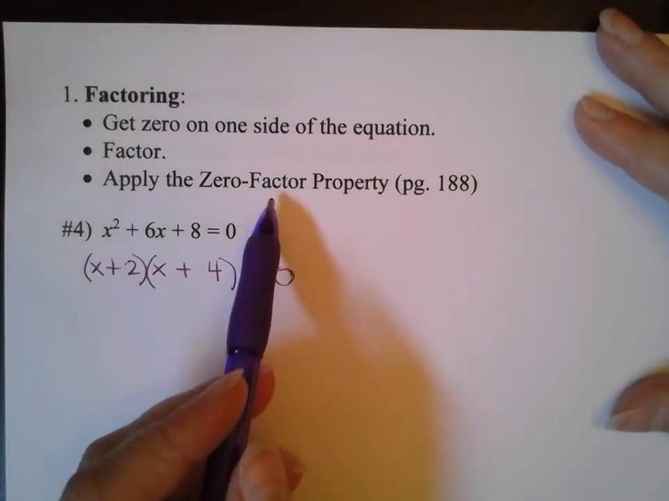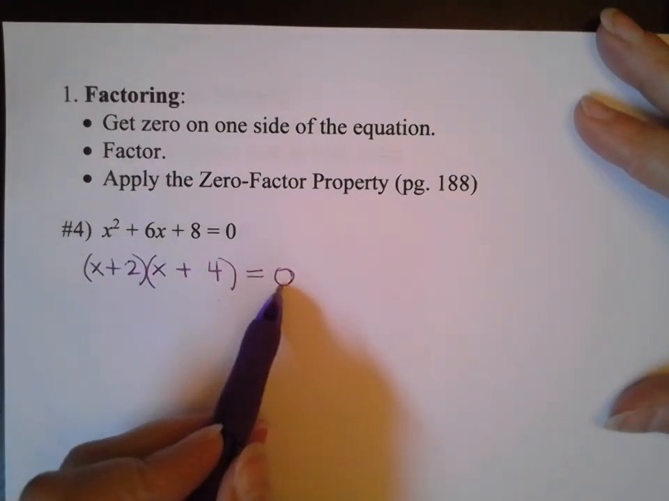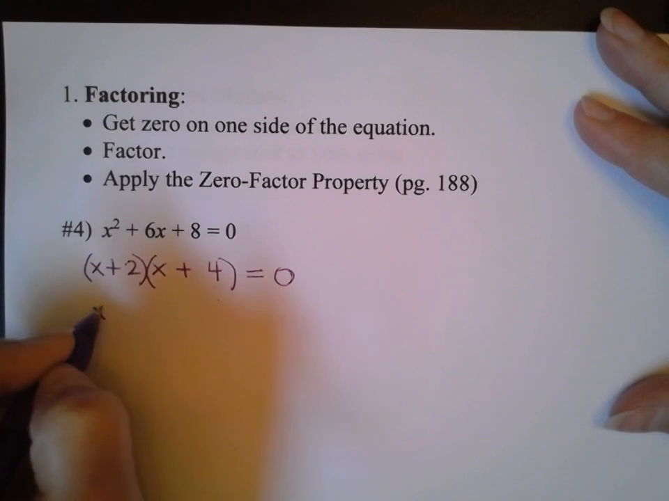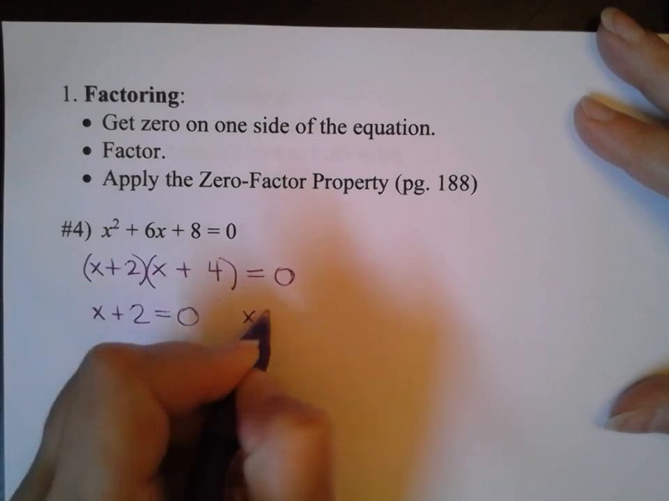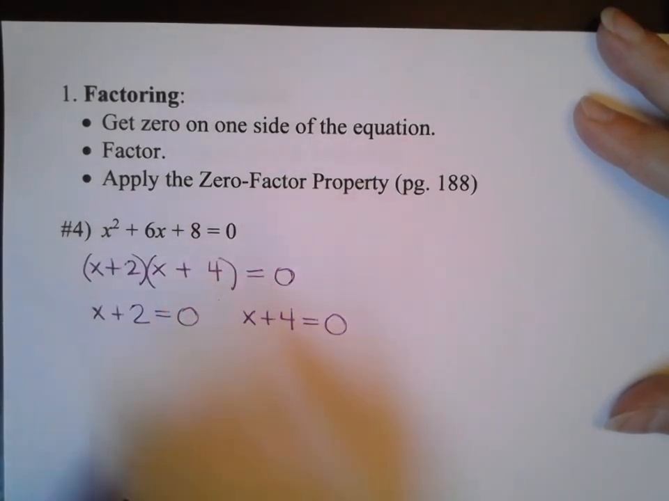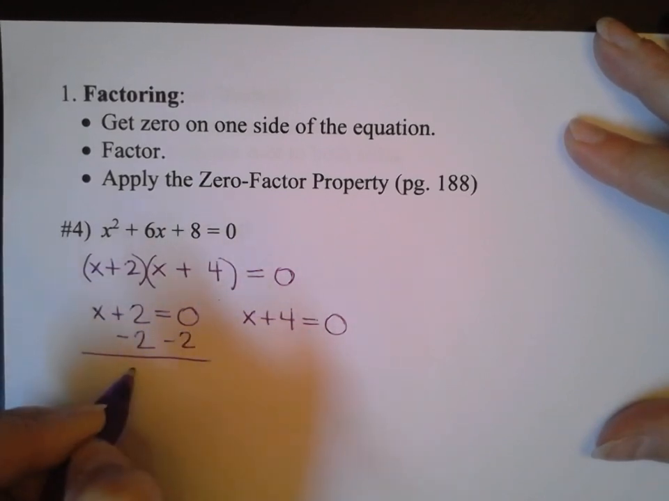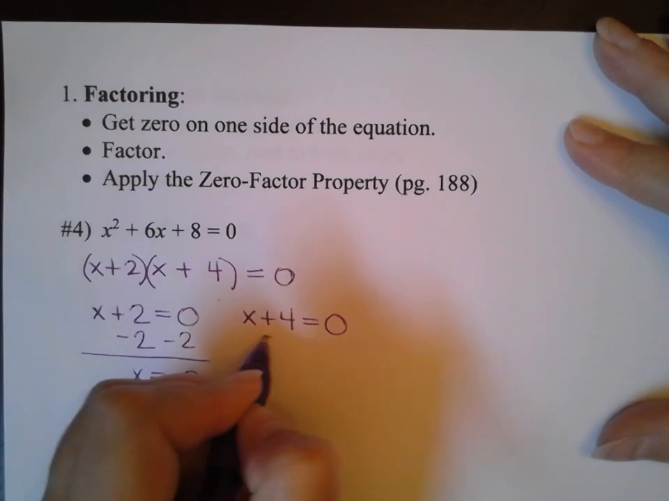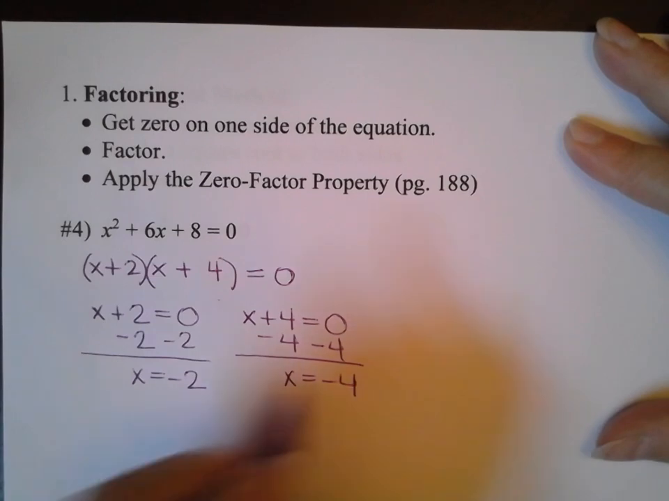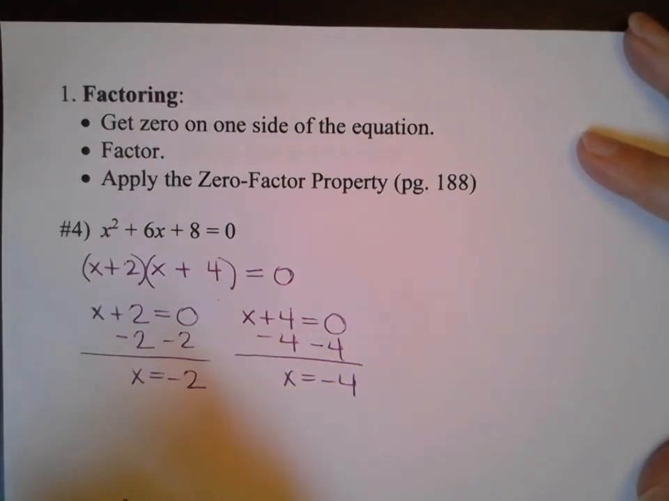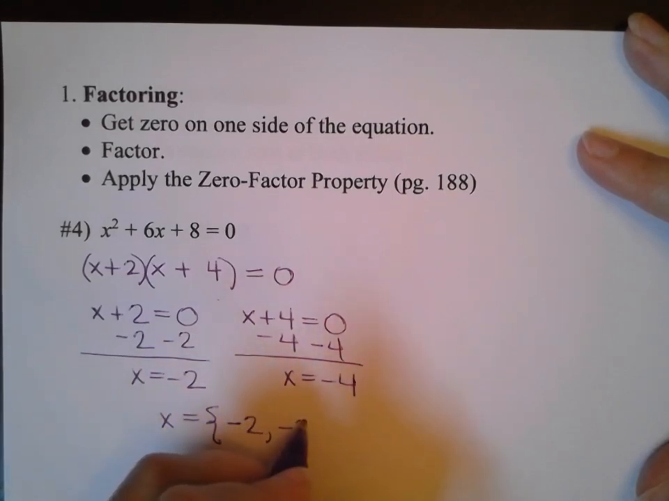Then the zero factor property says either one of these parentheses or both of them must have been 0 in order to multiply and get 0 as a result. So to get all the possible solutions, we're going to set each part equal to 0 and use that to solve for x. So we end up with two solutions, -2 and -4.